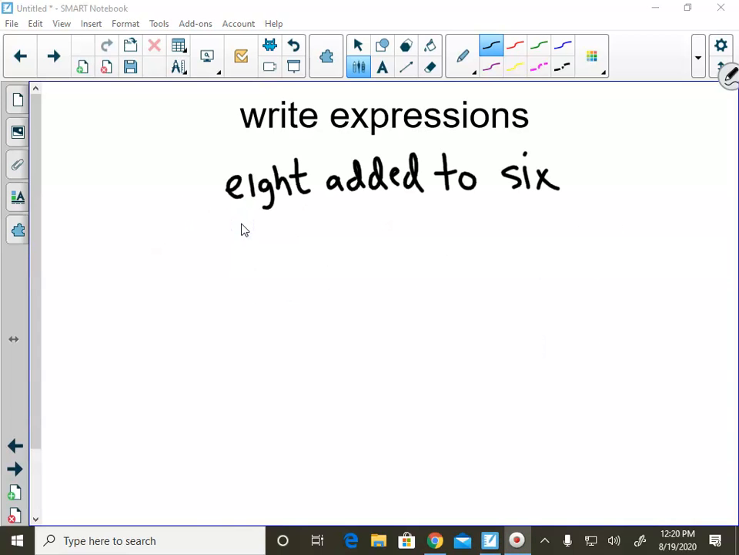All right, let's do a few examples so you can see how this actually works. This expression says 8 added to 6. There are two ways you could think about this problem. Some people are going to think this would be correct, and some people are going to think this would be correct. So how do we tell? In this particular problem, it's going to be this, because 8 is being added to 6. It means you have 6 first, and then you add 8 to it.